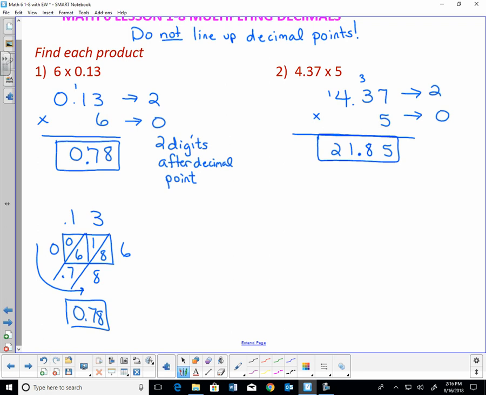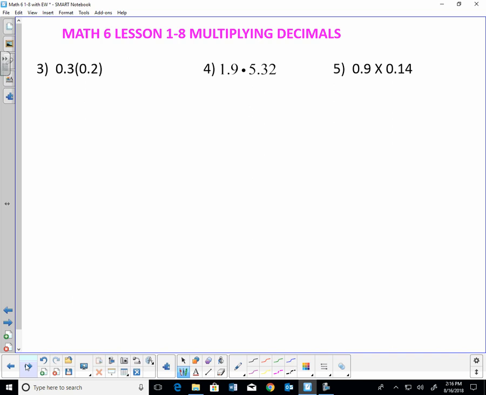Let's do another problem. Here we have 0.3 times 0.2.